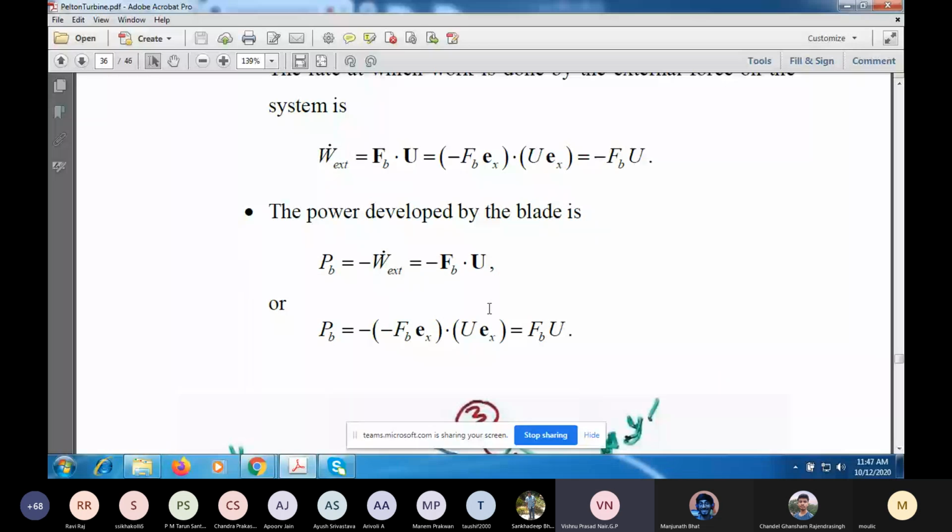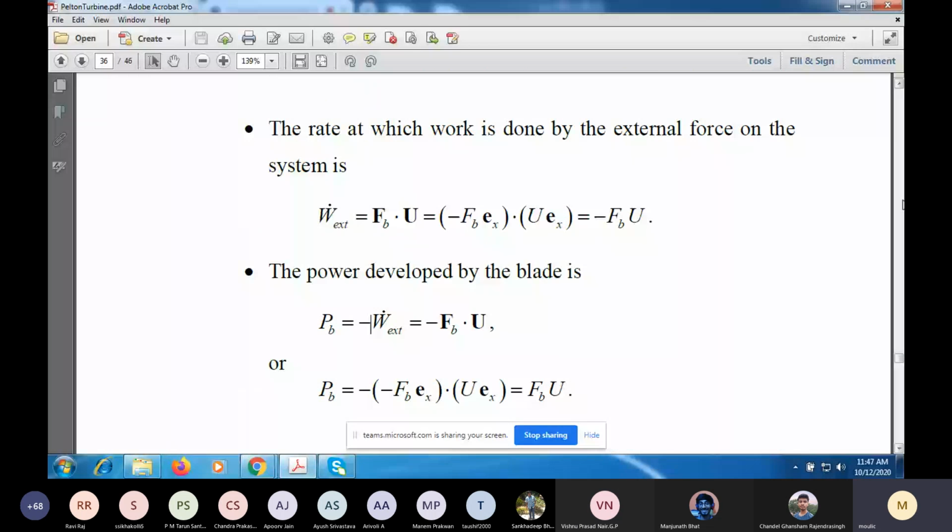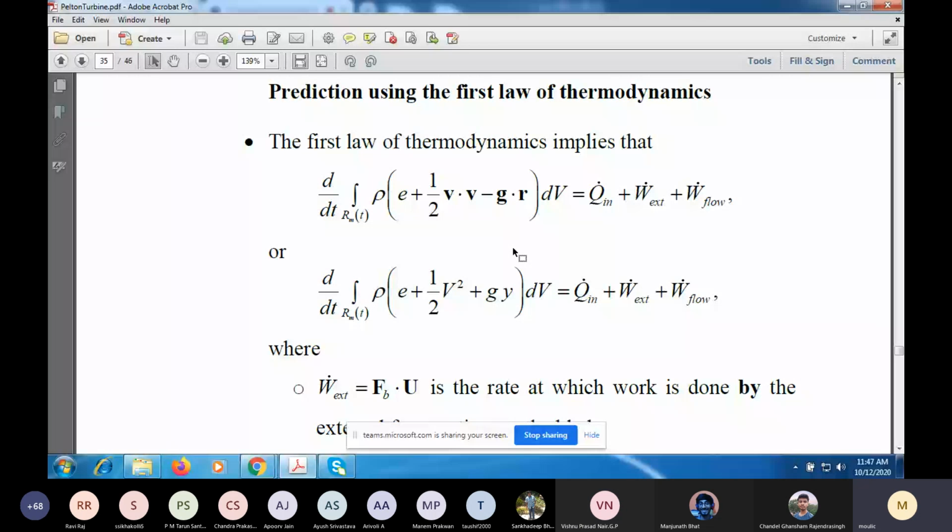What was E in the previous term? This is the specific internal energy. If you look at a book on thermodynamics, they'll probably use small u. Now, if you look at a book on fluid mechanics, quite often you'll see the symbol small u used for the x component of velocity. So to avoid confusion, I have replaced the u by small e.